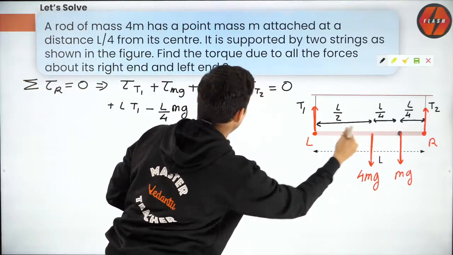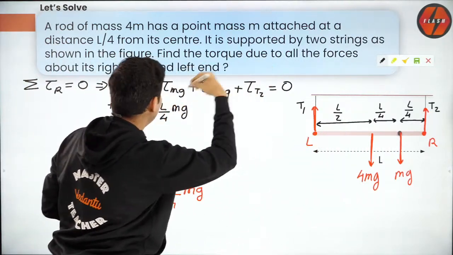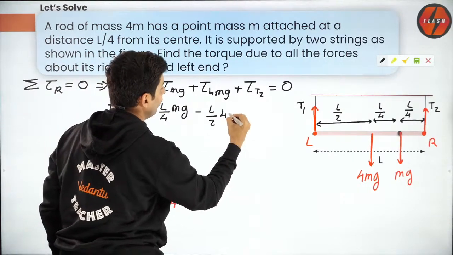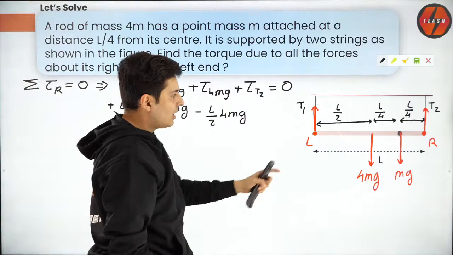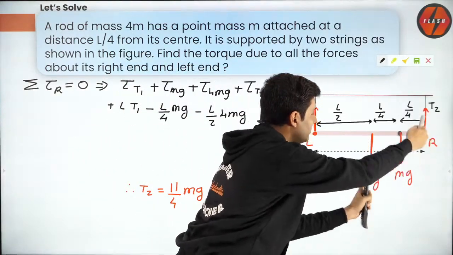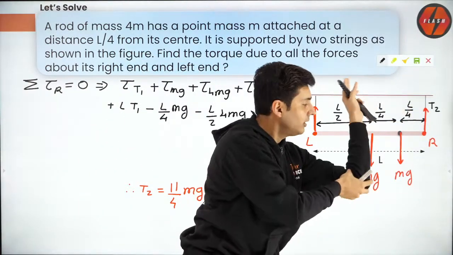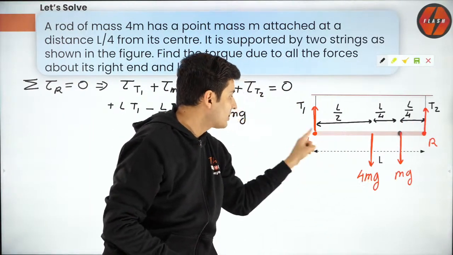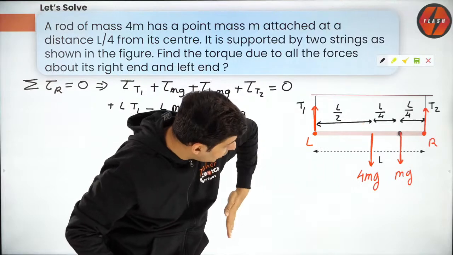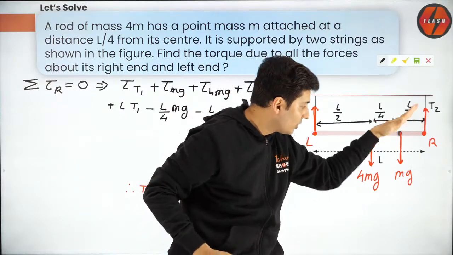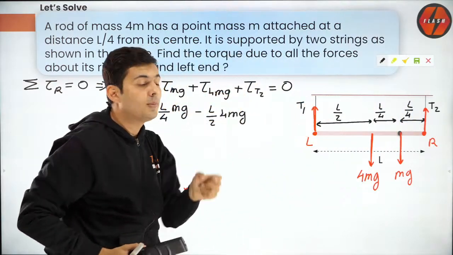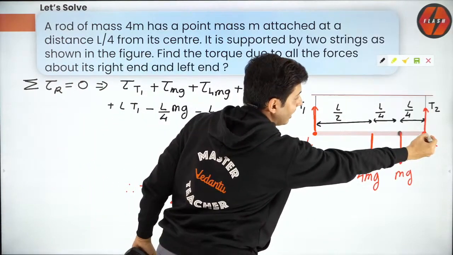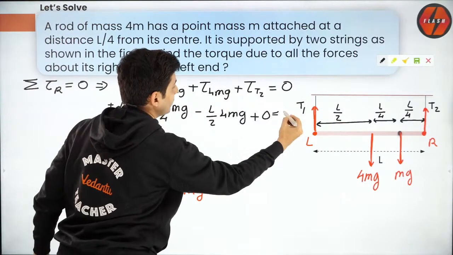4 mg, that's at a distance of L by 2. Even that is producing anti-clockwise. So minus L by 2, 4 mg. I hope you can see that this is L by 2, 4 mg is producing. It's trying to rotate the rod like this about that point. Notice the same force about this point produces this torque. The same force about this point produces this torque. So it depends where you are measuring the torque. And the last force produces 0 torque because about this point there will be no torque, of course.